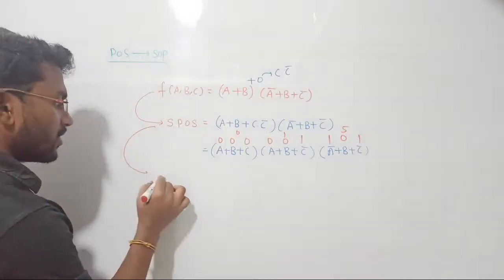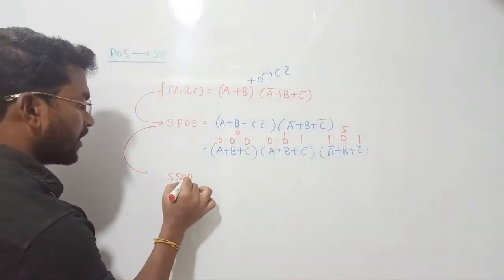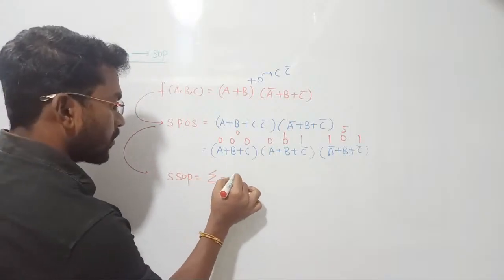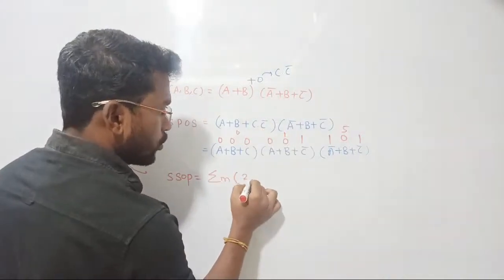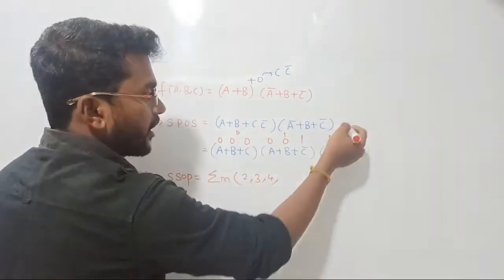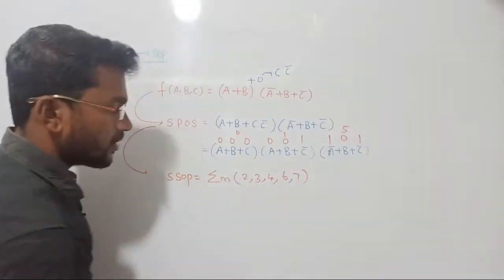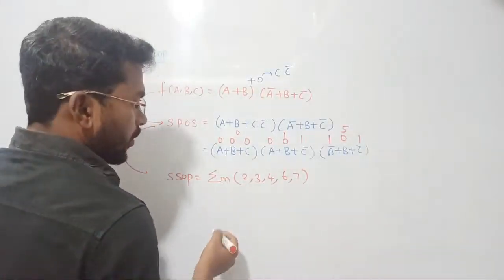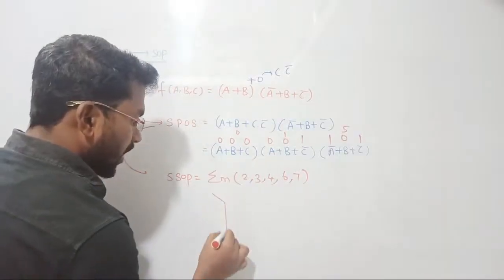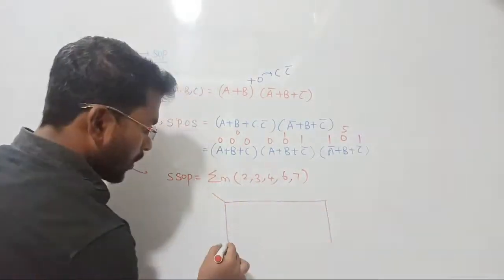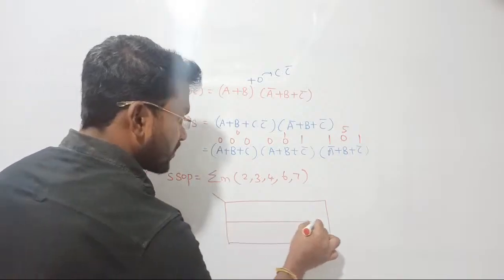Now its equivalent standard sum of product. Let me write the answer. The available min terms are: 0 cannot be considered, 1 cannot be considered, but 2, 3, 4 can be considered, 5 cannot be considered, but 6, 7 can be considered. Let's group them together. Anyway, we have many variables, so in order to simplify them, let's go ahead with the K-map, to get the answer in one step.